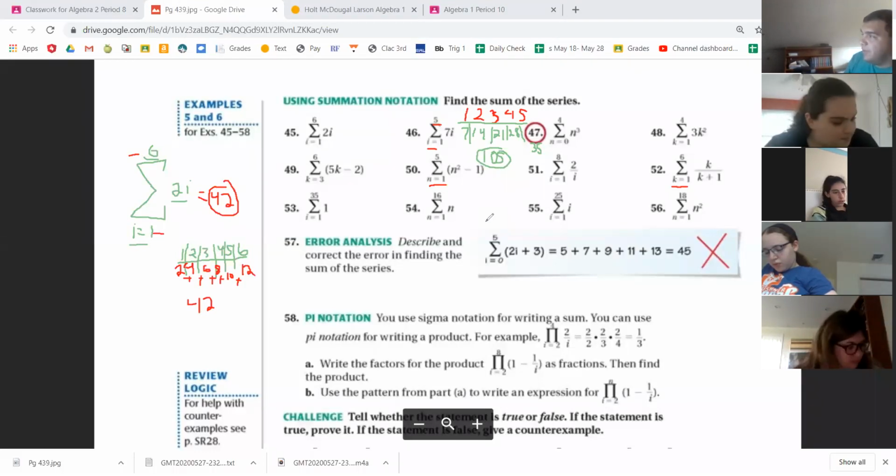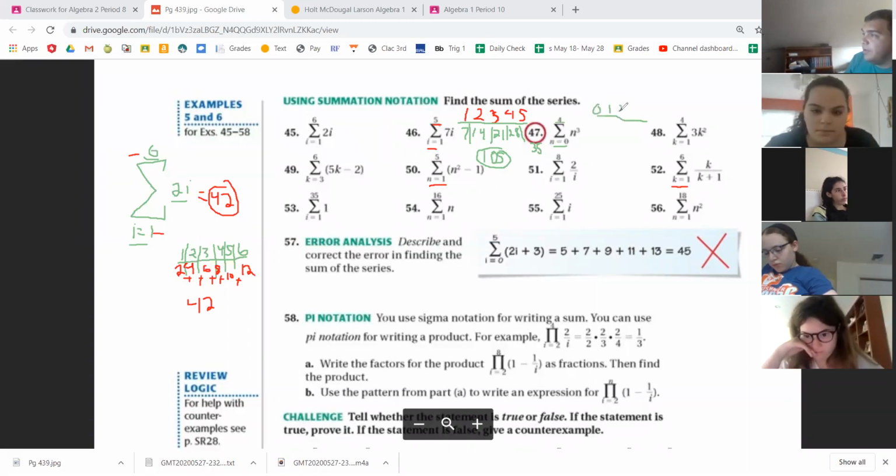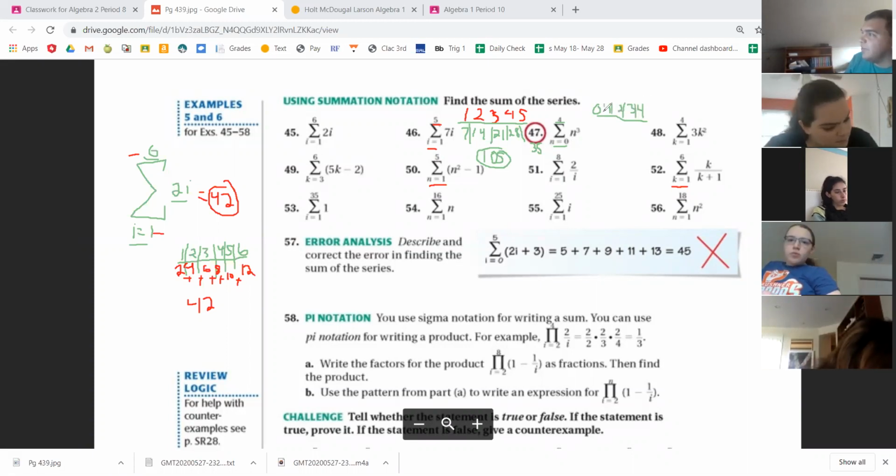Now let's look at number 47. It's n equals 0. So we start at 0 and go to 4. What does that mean? Well, my table is going to start at 0. 0, 1, 2, 3, 4. Thankfully, mathematically, 0 doesn't even do anything different, right? Because we're going to do 0 cubed. 0 times 0 times 0? Well, that's 0.